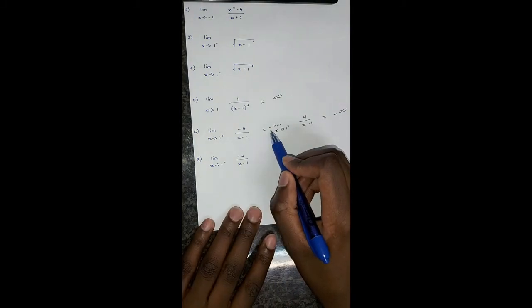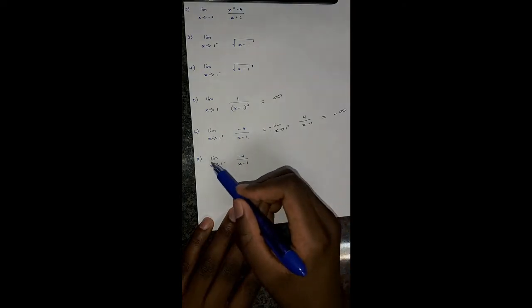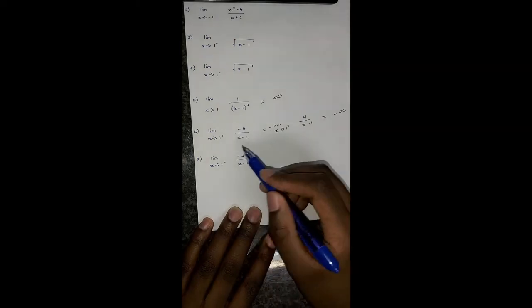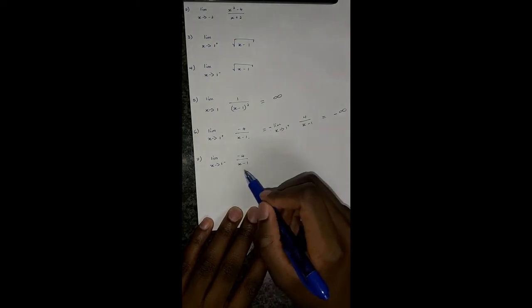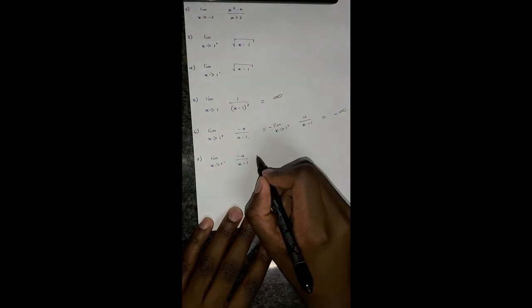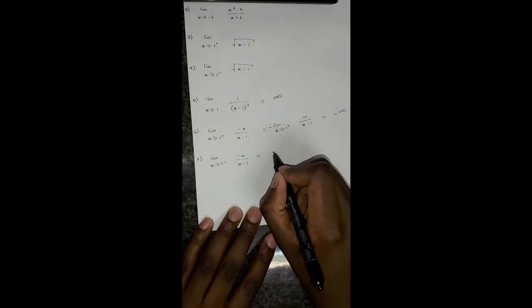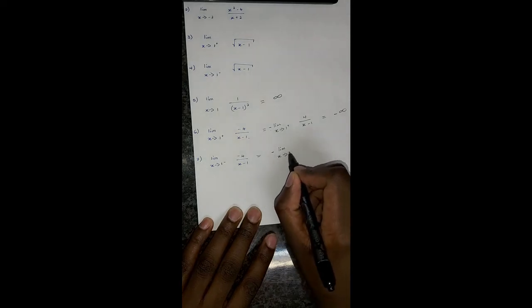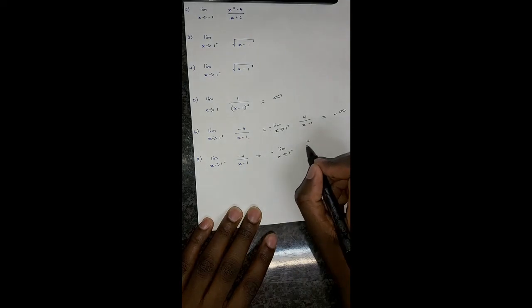Okay, and then lastly, the limit as x approaches 1 from the negative of negative 4 over x minus 1. Okay, so that's going to be given by, you can take out the negative, the limit as x approaches 1 from the negative of 4 over x minus 1.